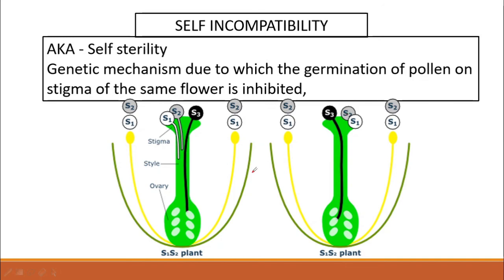In the second plant also we can see the same result. In case of the second flower, S1 and S2, which have self-incompatibility, both the pollen grains do not germinate at all. So in case of self-incompatibility, the self pollen grains do not germinate on the self stigma, and hence self-pollination is prevented and cross-pollination is promoted.